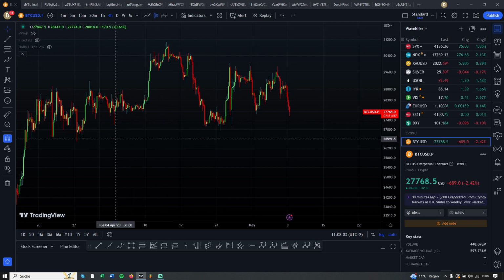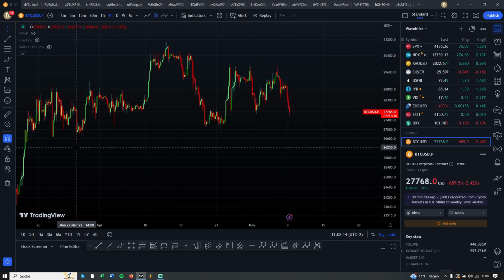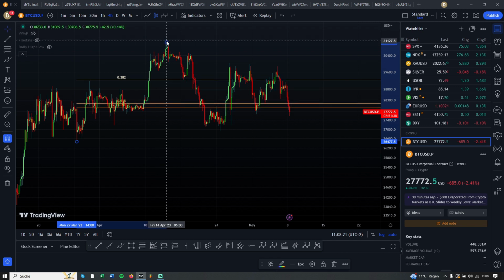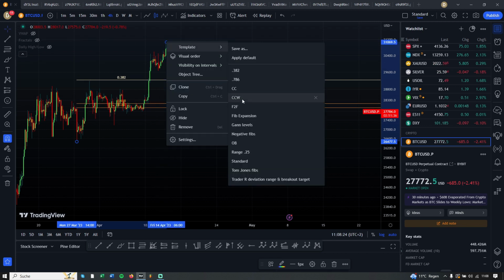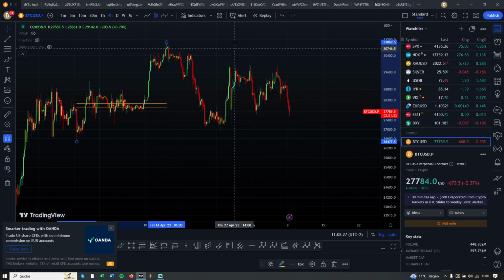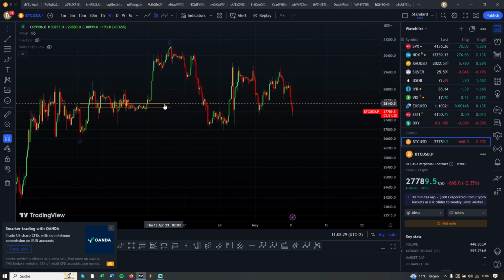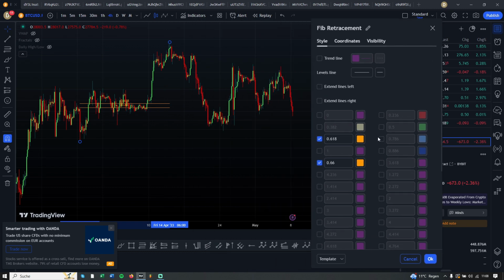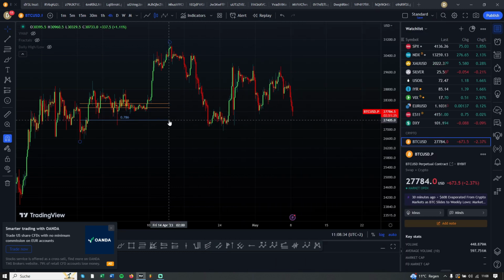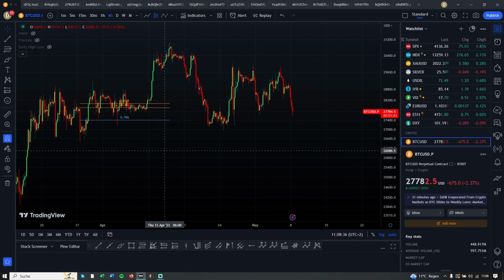So yeah, basically the most important thing is the CC. That's called after Chart Champions, and it's basically an alternation of the 618 Fibonacci retracement. So here I have a few settings. This is the CC. Also we could put in the 786, and yeah, we could say on this first downtrend we retrace into this 786 here.